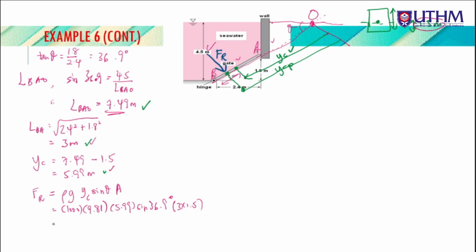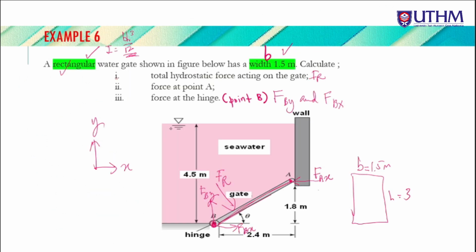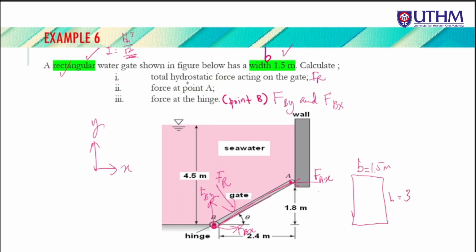Alright, so this will be equal to 158768.25 Newton, or approximately 158.8 kilonewton. So actually we have answered the first question, in which the question requests the total hydrostatic force acting on the gate, FR. This FR we have already solved.